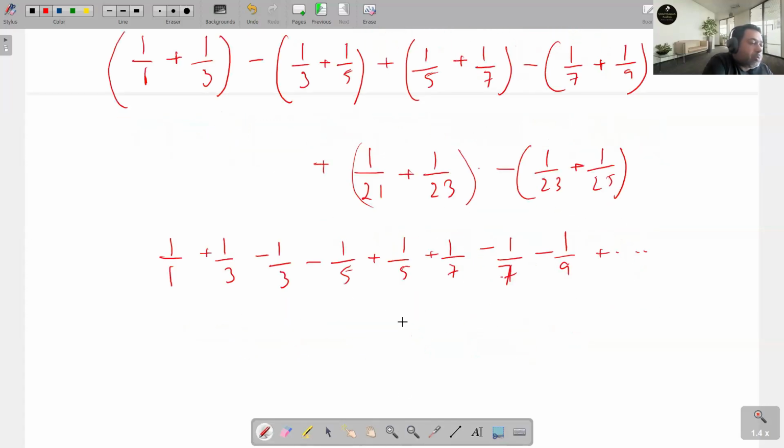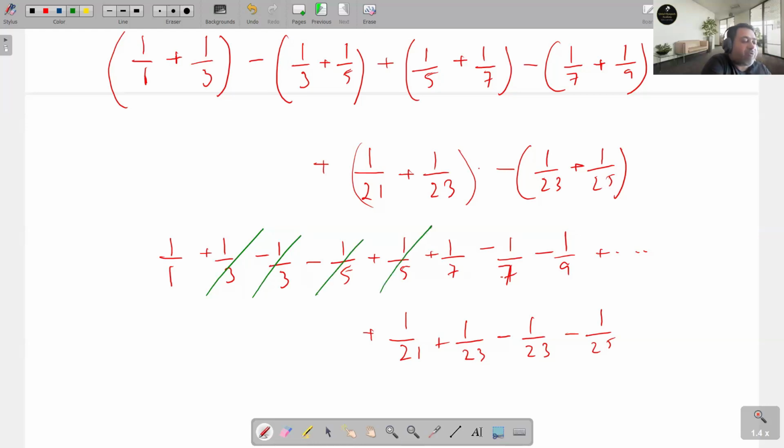The last two terms will open up like plus 1 by 21 plus 1 by 23 minus 1 by 23 minus 1 by 25. And now you will see that terms are getting cancelled out. So plus 1 by 3 here, minus 1 by 3 will cancel out, and then minus 1 by 5 plus 1 by 5 will cancel out.